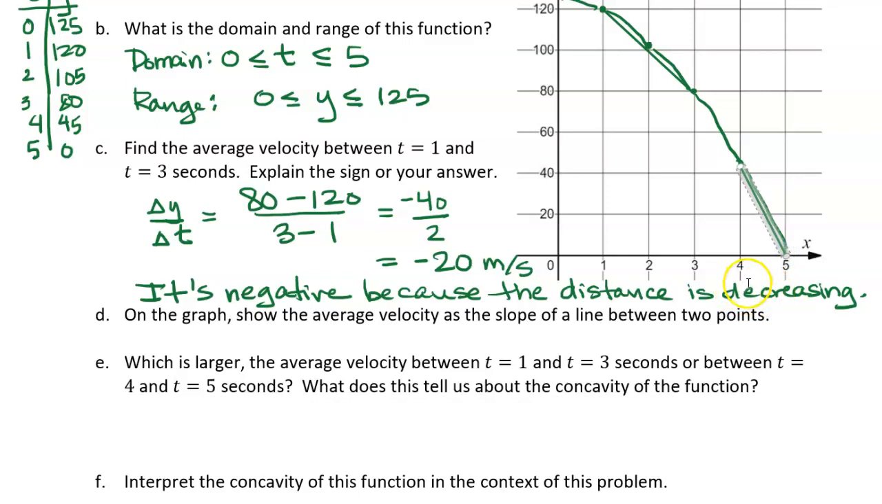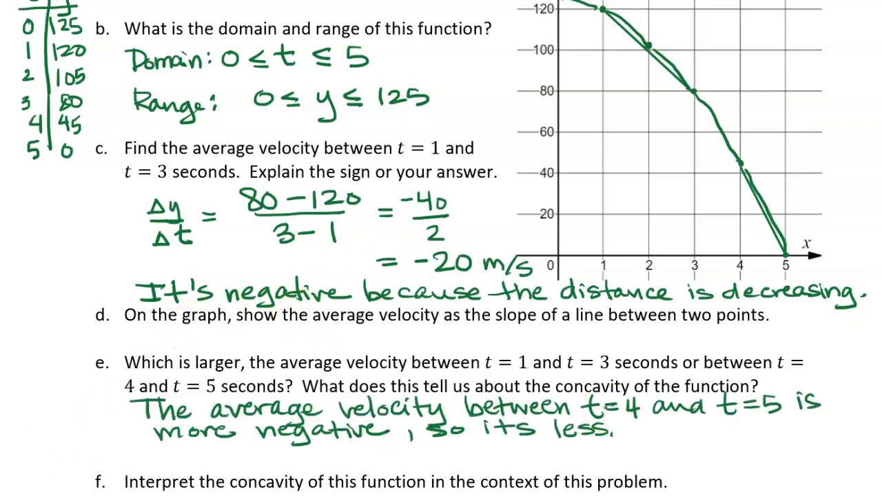All right, so now the slope of that line is the average velocity. And so now it's also negative, right? It's steeper, meaning that it's more negative, so it's less. And that's where it gets a little confusing, right? Because you can see it's steeper, but the average velocity between 4 and 5 is more negative, so it's less. So to answer the question, the average velocity between 1 and 3 is larger.